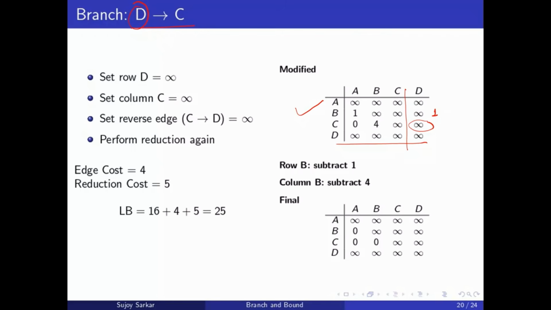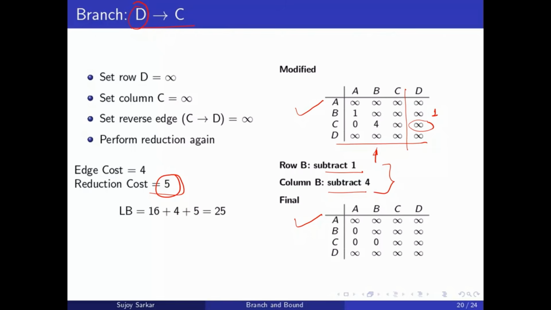Yes, this row minimum is 1. So we can perform row reduction. If you reduce 1, you will get 0, infinite, infinite, like that. And then after that we can reduce this column by 4. So this is the reduced matrix, and in row we reduced 1, in column we reduced 4. Total reduction is 4 plus 1, 5.